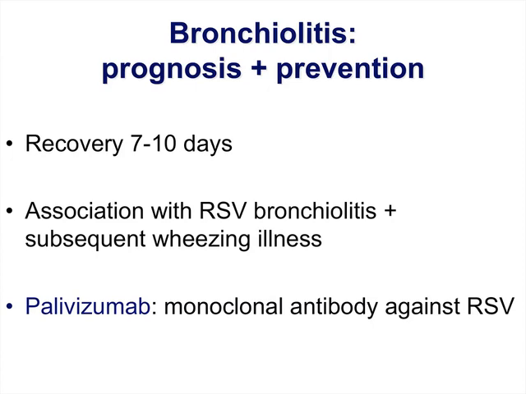Prophylaxis against RSV bronchiolitis is given to those at-risk infants, for example, chronic lung disease of prematurity on home oxygen. And the prophylaxis is something called palivizumab, which is a monoclonal antibody against RSV.